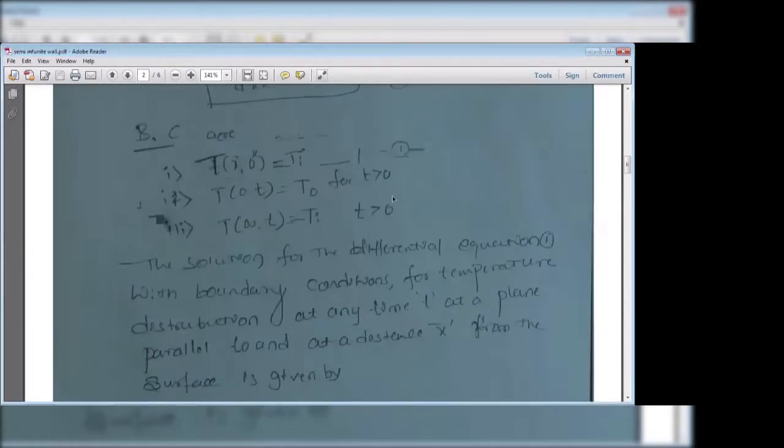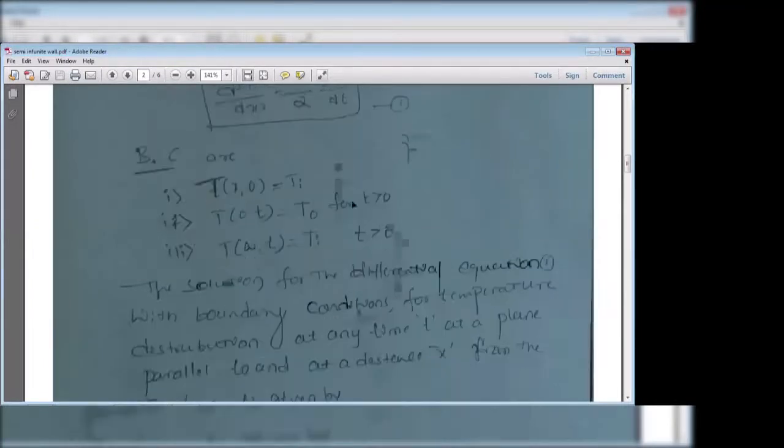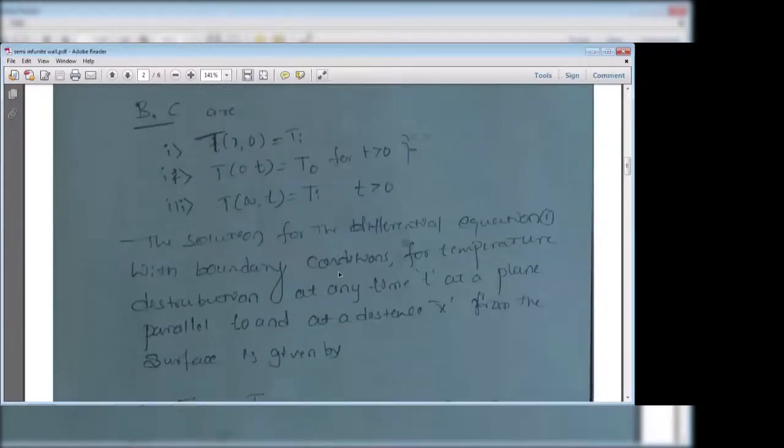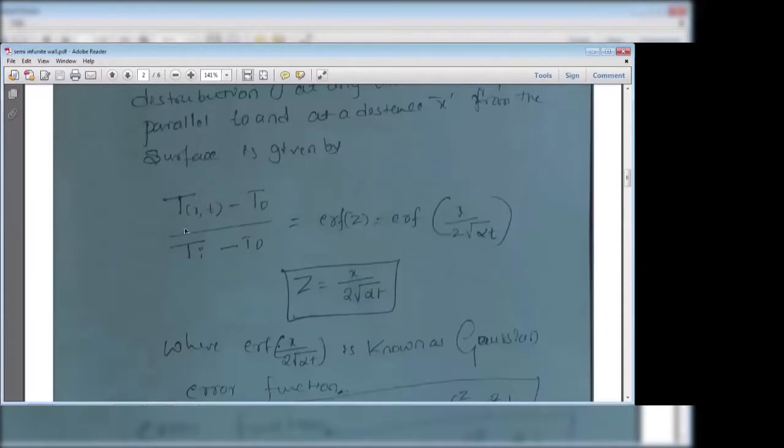The solution of the differential equation, substituting the boundary conditions, for the temperature at any time t at a plane parallel to and at a distance x from the surface is given by this final equation. This equation is very important: T(x,t) minus T naught, divided by Ti minus T naught, is equal to erf of z, or erf of x divided by 2 root of alpha t. This is the z value.